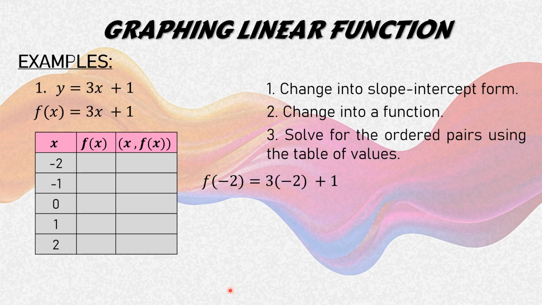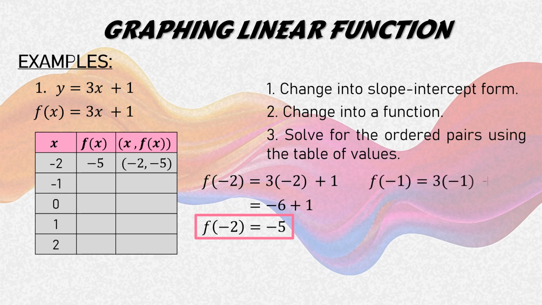So, let us now substitute negative 2 to the equation. So, that is 3 times negative 2 plus 1. 3 times negative 2 is negative 6. So, negative 6 plus 1 is negative 5. Magkaiba ng sign, so we subtracted. So that is negative 5, copy the sign of the bigger number. And then yung nakuha nating negative 5 ay ilalagay naman natin sa part ng f of x. Next is, pagtabihin lang natin para magkaroon tayo ng unang ordered pair, negative 2, negative 5.